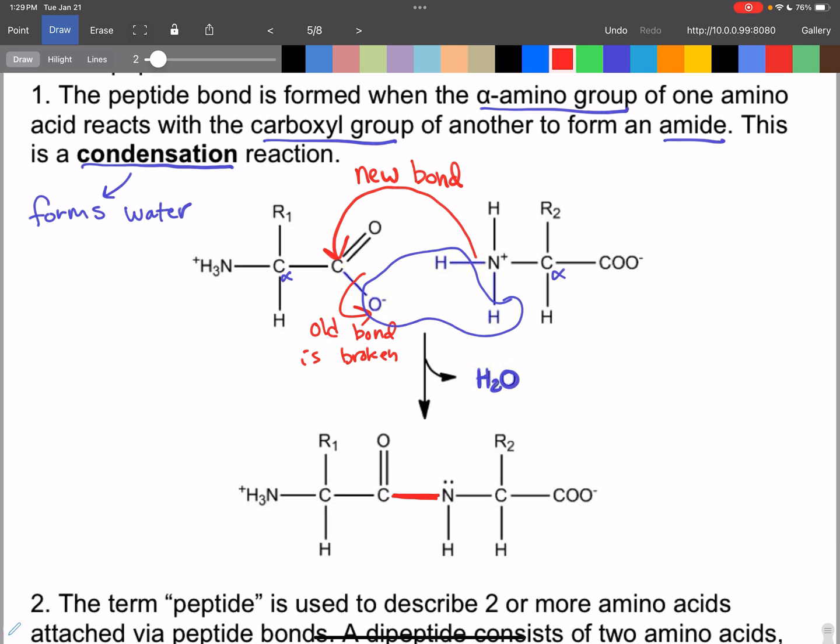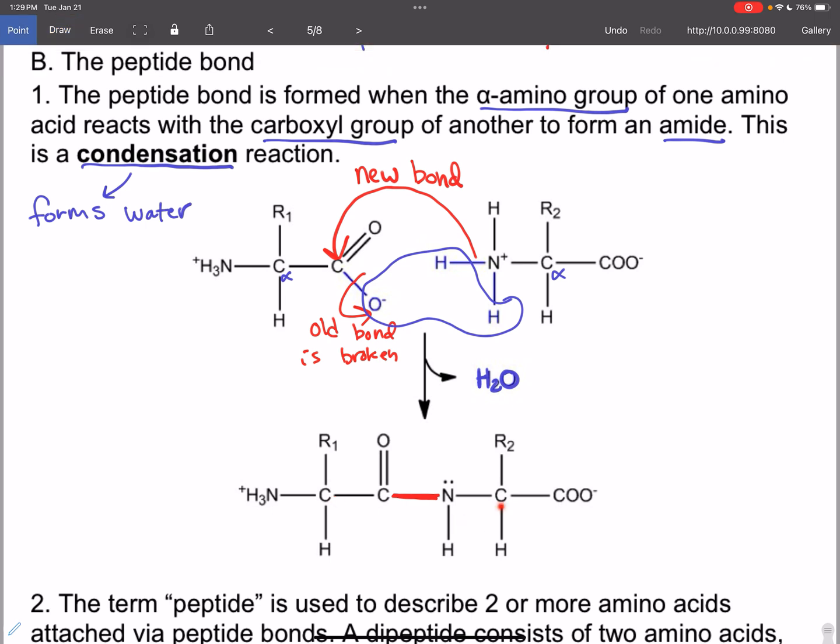This is called the peptide bond. It is the bond that joins together 2 amino acids covalently. Now, this is a new functional group, like I said up here. It's the amide functional group. And an amide is when we have a C double bond O, and then that carbon is bonded to a nitrogen.